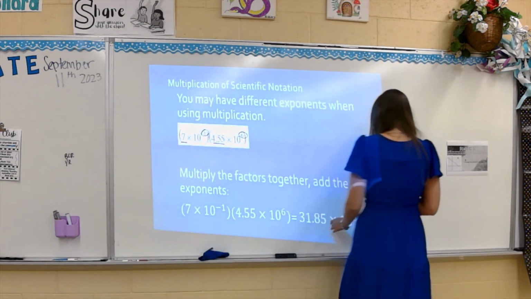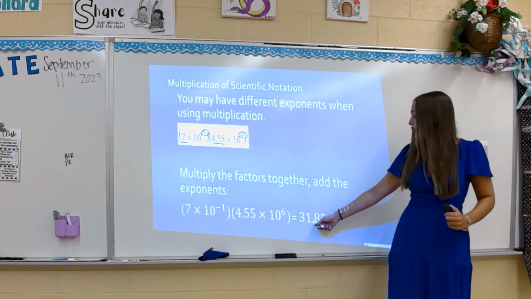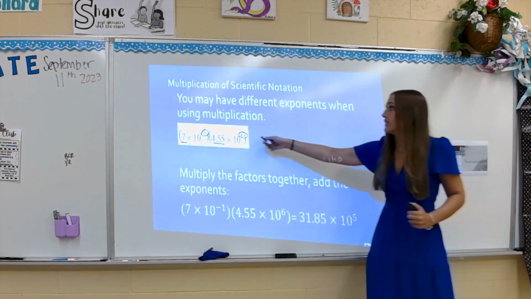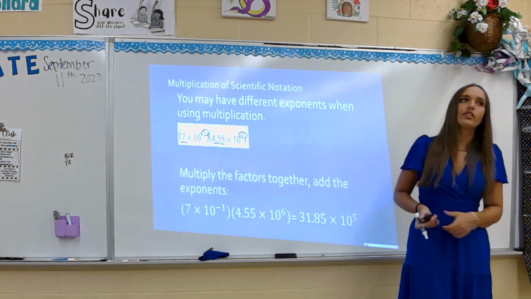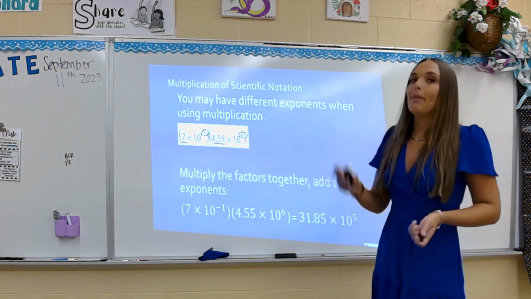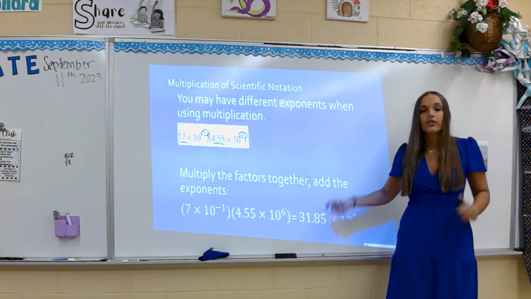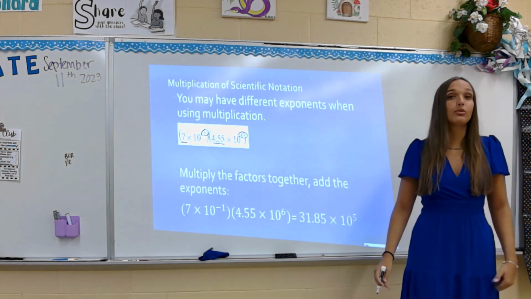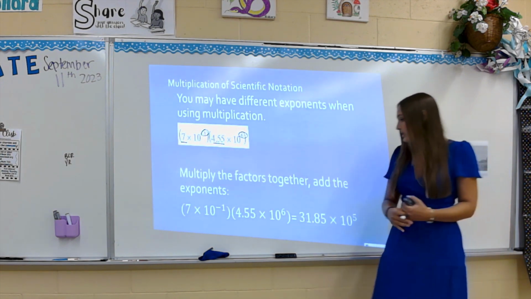So I'm going to get, when I do that, 31.85 times 10 to the 5th. 7 times 4.55 gives me the 31.85. 6 plus that negative 1 gives me the 5. But then you're sitting here and you're like, Miss Pollard, wait, you told me that my factor has to be between 1 and 10. This is way greater than 10. You're correct. That's not proper scientific notation. So I have to move this decimal place over to be able to continue.